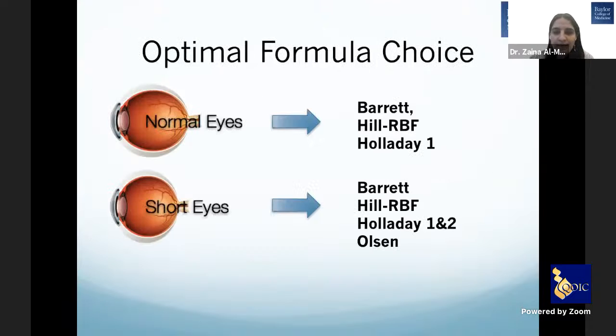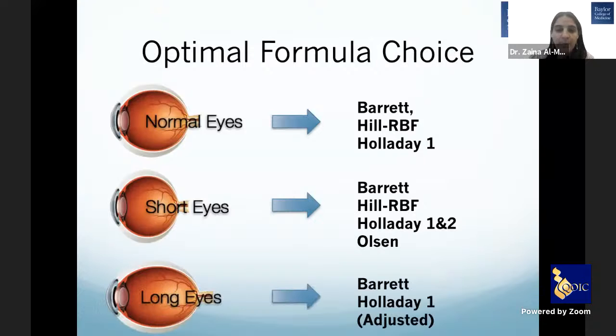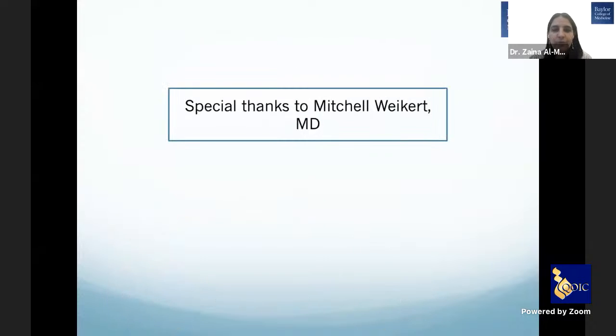The way I look at it, for normal eyes, we look at our Barrett, Hill, RBF, and Holladay 1. That's really optimized. For short eyes, look at the Olsen if there's something we're worried about. And then the Barrett and the Holladay 1 adjusted for the long eyes. So thank you again. Great, thanks, Zaina.